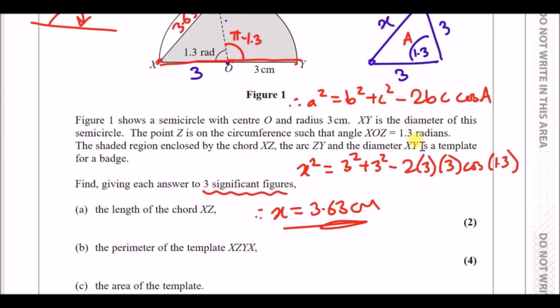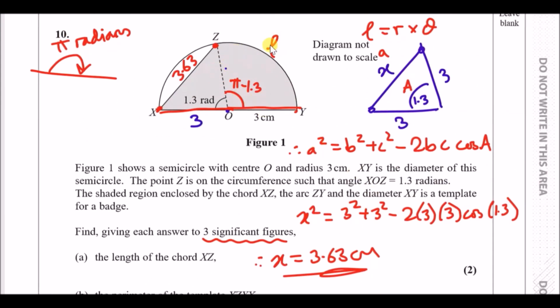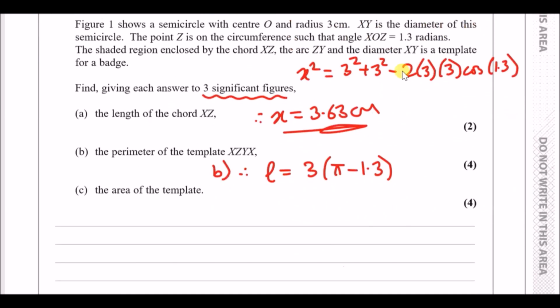And when you do that, I'm just going to write down here. The length of the arc is going to be the radius times the angle, pi minus 1.3. So whatever this gives you in a calculator, just put that in and add it to 3.63 and 3 and 3, and you should get a total perimeter of roughly 15.2 centimeters.